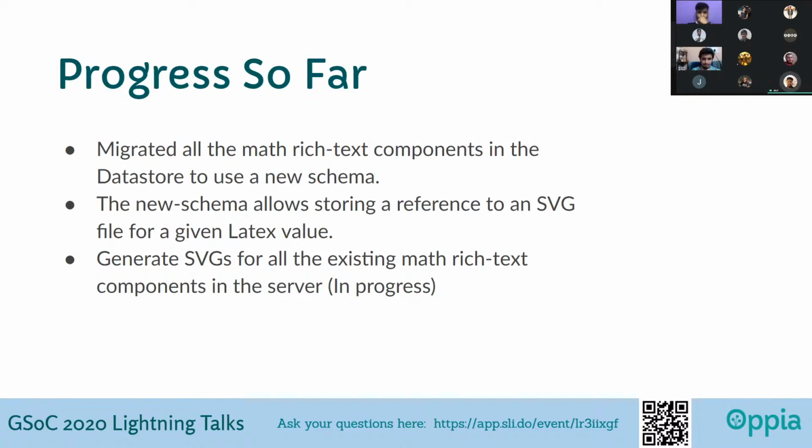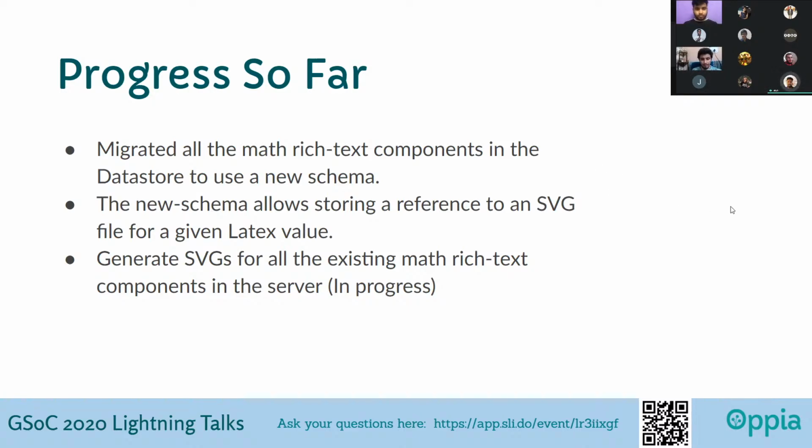Progress so far is that we have migrated to the new schema for all the math expressions in the data store. The new schema allows storing a reference to the SVG file for the given LaTeX value. It has a file name field, and it gets stored in the data store for retrieving the SVGs whenever we display that LaTeX value.